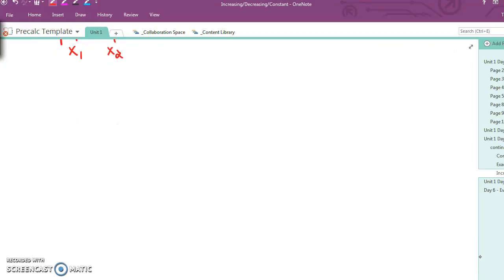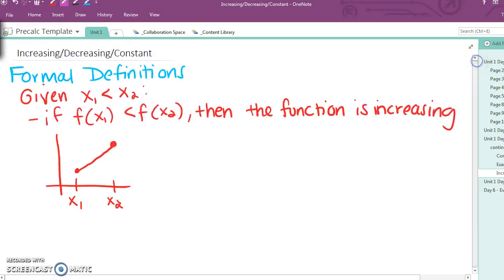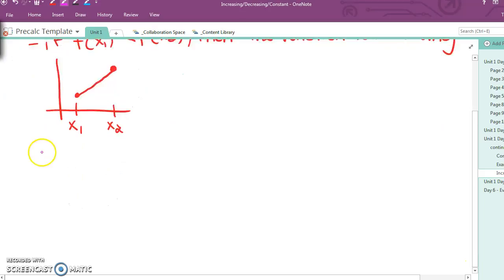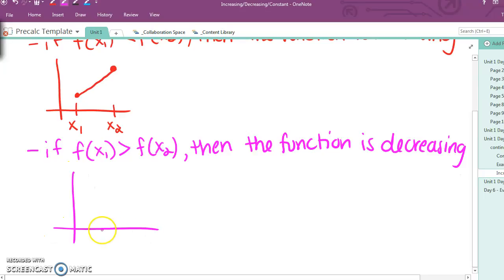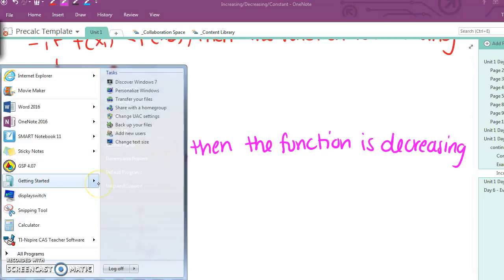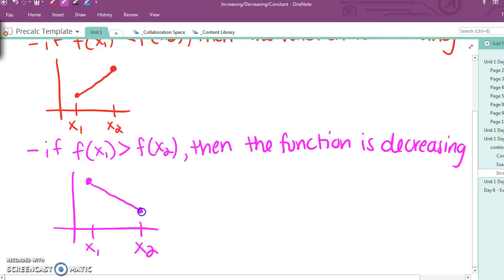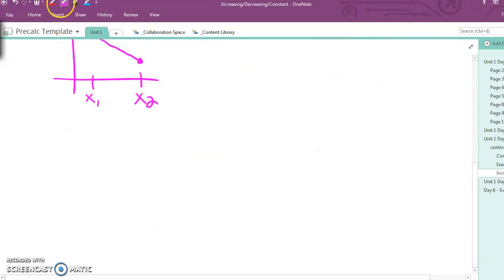The next case is that, I'll go back up in case you didn't catch that. Remember, you can pause the video at any time if you need to copy something. If f of x sub 1 is greater than f of x sub 2, then the function is said to be decreasing. So the function is decreasing. And again, this still has x sub 1 less than x sub 2. This time f of x sub 1 is greater than f of x sub 2. Oops, sorry about that. Then it is decreasing.